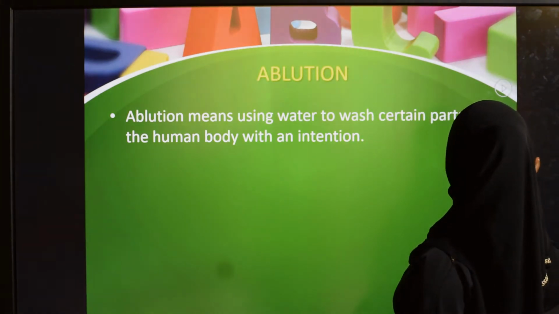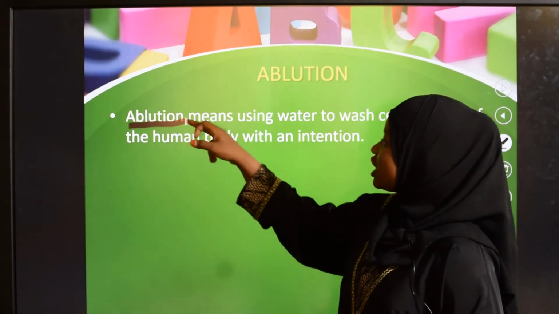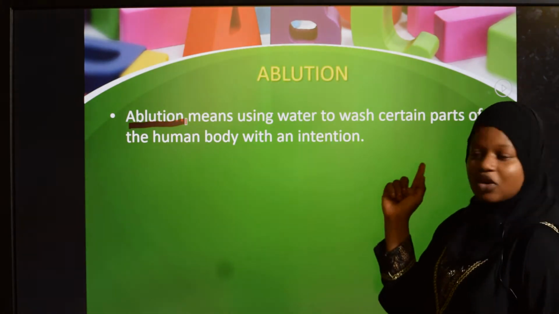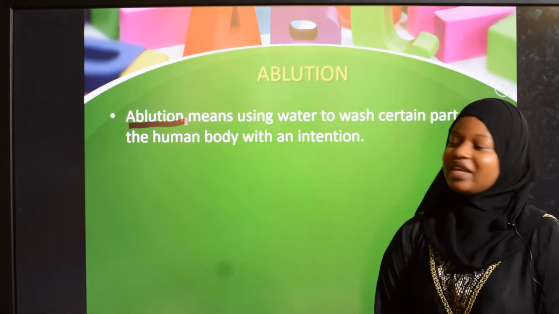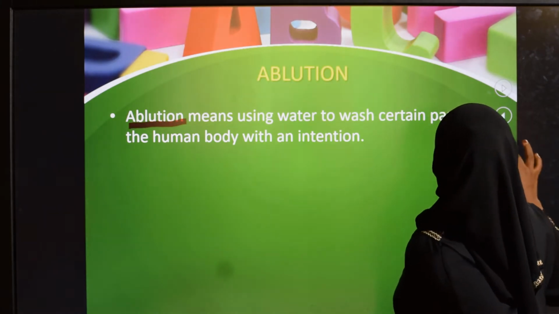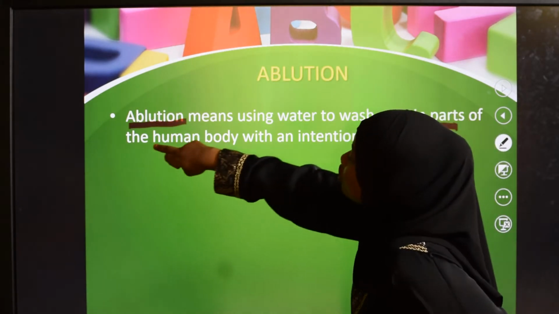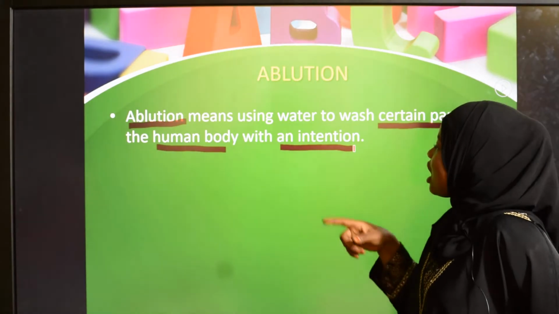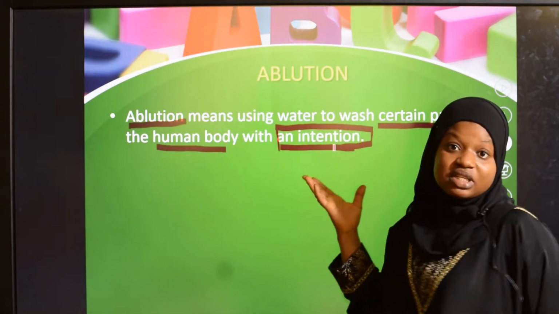Now, ablution. When we say ablution, what does ablution mean? Ablution means using water to wash certain parts of the human body with an intention. Our key words here are what? Certain parts. So you wash certain parts of the human body with what? An intention. And the intention is what? The most important word here.